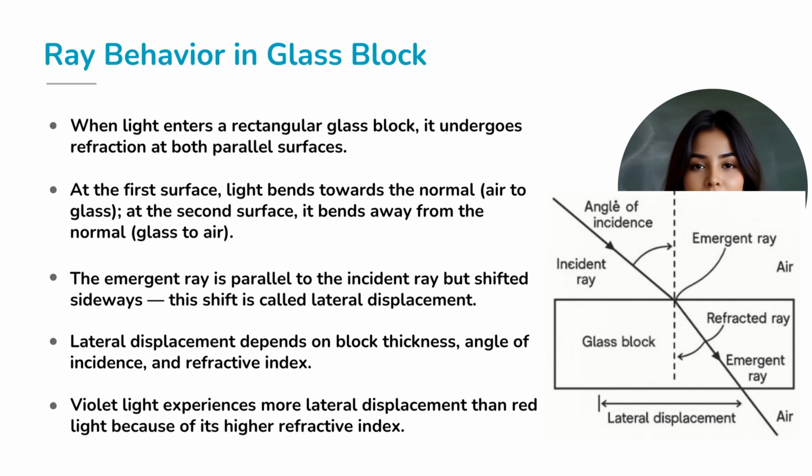When light enters a rectangular glass block, it bends towards the normal as it moves from air to glass. Then, as it exits from glass back into air, it bends away from the normal. The result is fascinating. The emergent ray runs parallel to the incident ray, but it's shifted sideways. This sideways shift is called lateral displacement. The amount of lateral displacement depends on the block's thickness, the angle of incidence, and the refractive index. Also, different colors of light bend by different amounts. Violet light bends more than red light because it has a slightly higher refractive index.